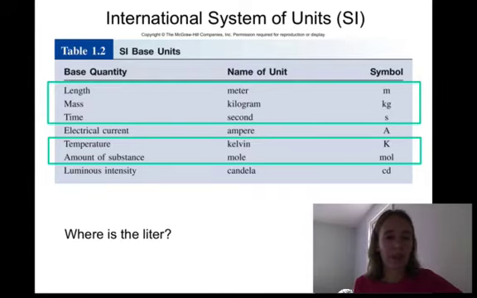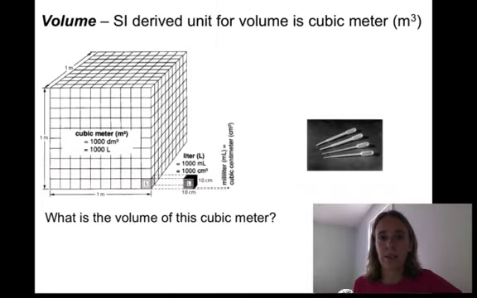You may be wondering, I've heard of a liter before. A liter is a metric unit. Is that not an SI unit? Well, it is not the base unit because you can define volume just in terms of cubic length. So the SI unit for volume is the cubic meter. This is a derived unit because it's just defined in terms of length units.